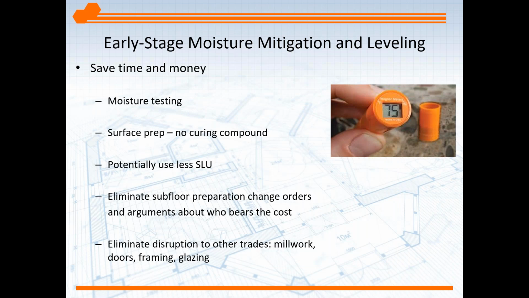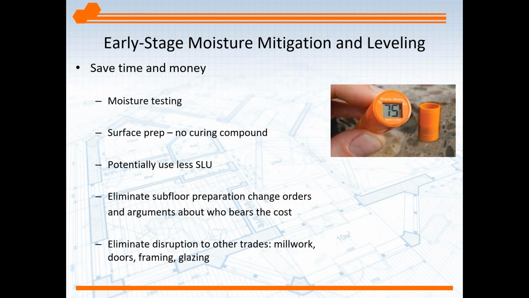Now, one thing I found out in some early discussions with specifiers is the head scratching that goes on. When do I start moisture mitigation? Because there are various concerns with timing and who's going to do it. When is it going to get done? How should it be done? One thing to take into consideration is what I'll label as early stage moisture mitigation and leveling. Early stage can be as early as 3 to 7 days after concrete slab installation, as opposed to months later, prior to the floor covering being installed.